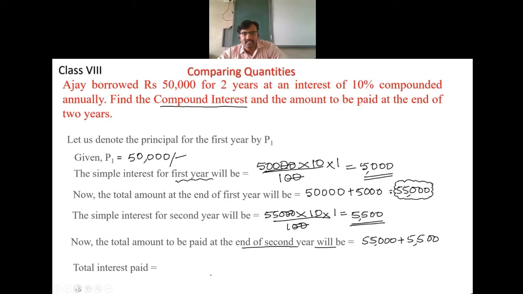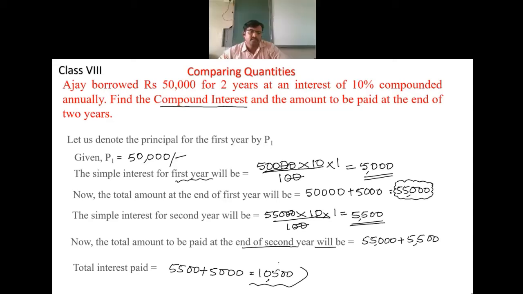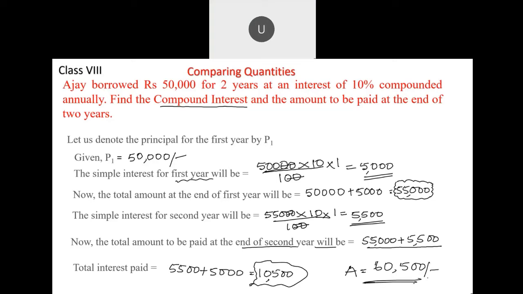To find the total interest, we have to add SI1 plus SI2, which is 5,000 plus 5,500, that is 10,500. So this is the total interest he has paid. At the end, the amount will be principal plus interest: 50,000 plus 10,500. When you add this, it is 60,500. Isn't it easy?